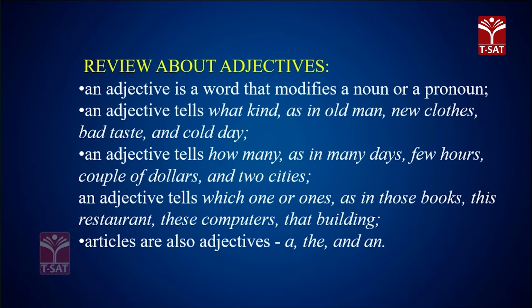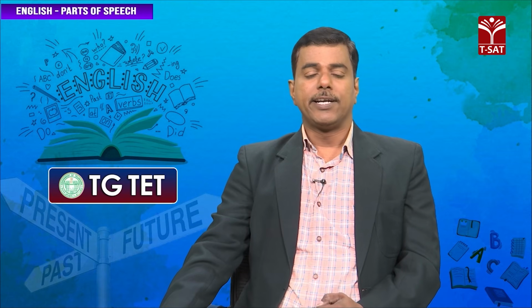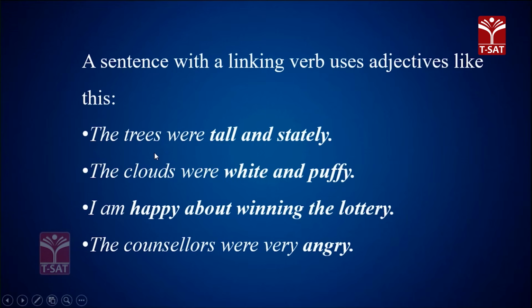Usually, generally, these adjectives come before nouns or pronouns, as we have discussed, right. Articles are also considered to be adjectives. A, an and the. These 3 articles are also called adjectives, right. We get into a little further about these adjectives.